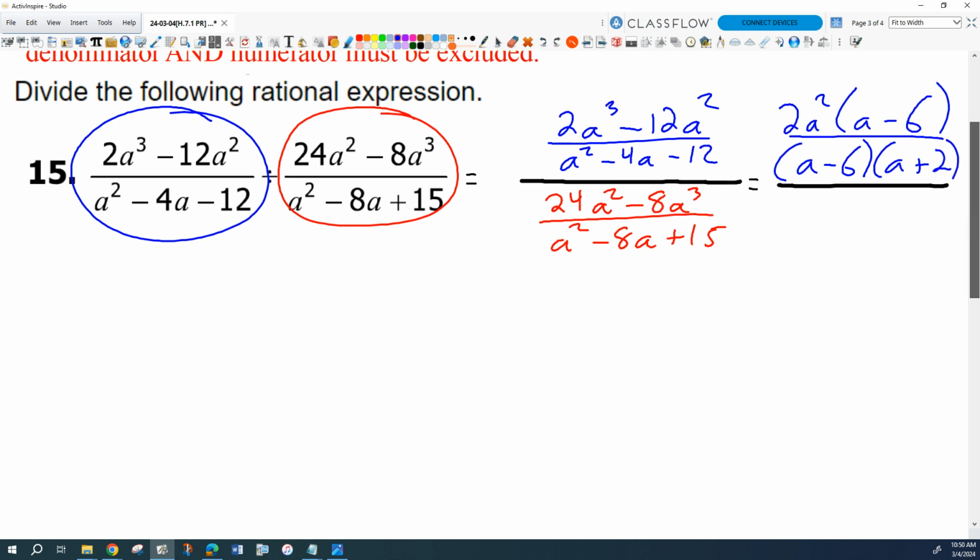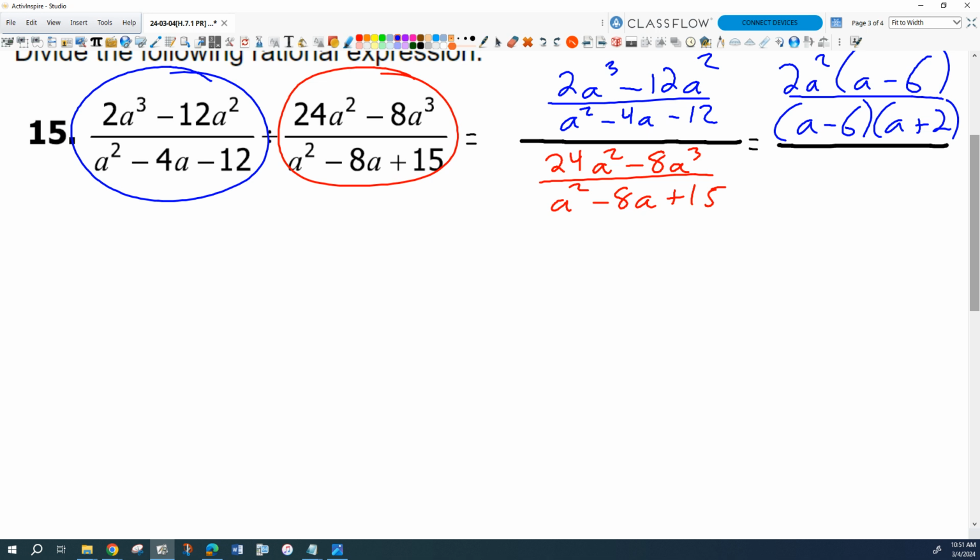Okay. So now already we've got to start our exclusion list, right? Because we've got some factors in a denominator. This is a denominator of a fraction, right? So we'll go down here and start our list. X cannot equal what? 6 or -2. Okay. Now how about the fraction that's in the denominator?